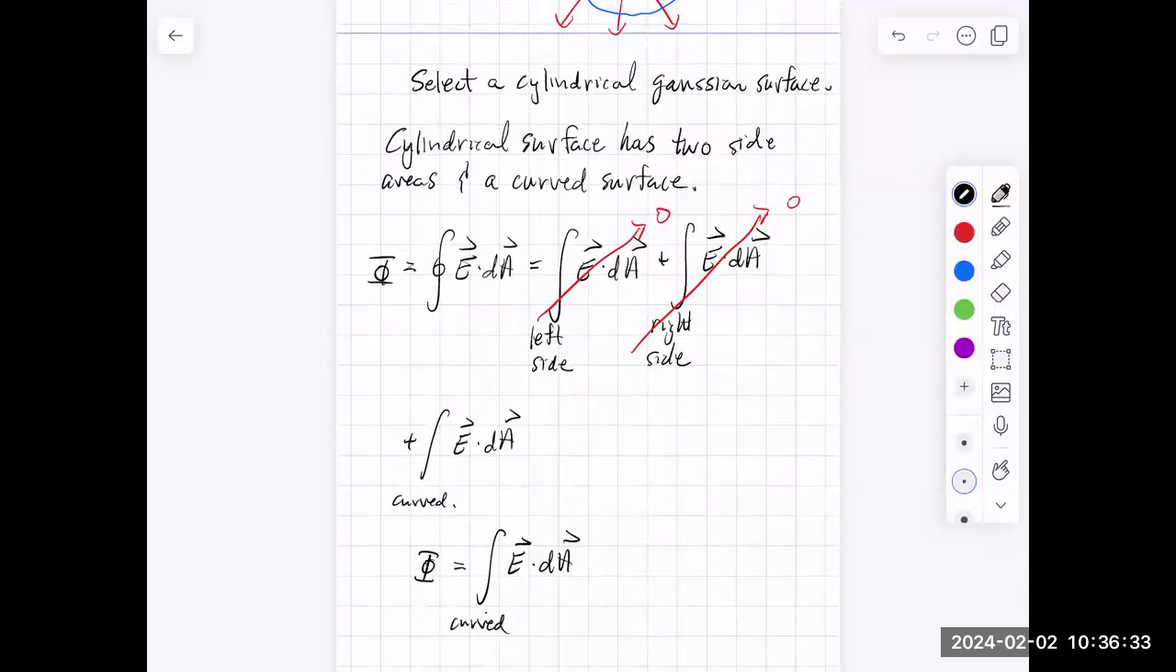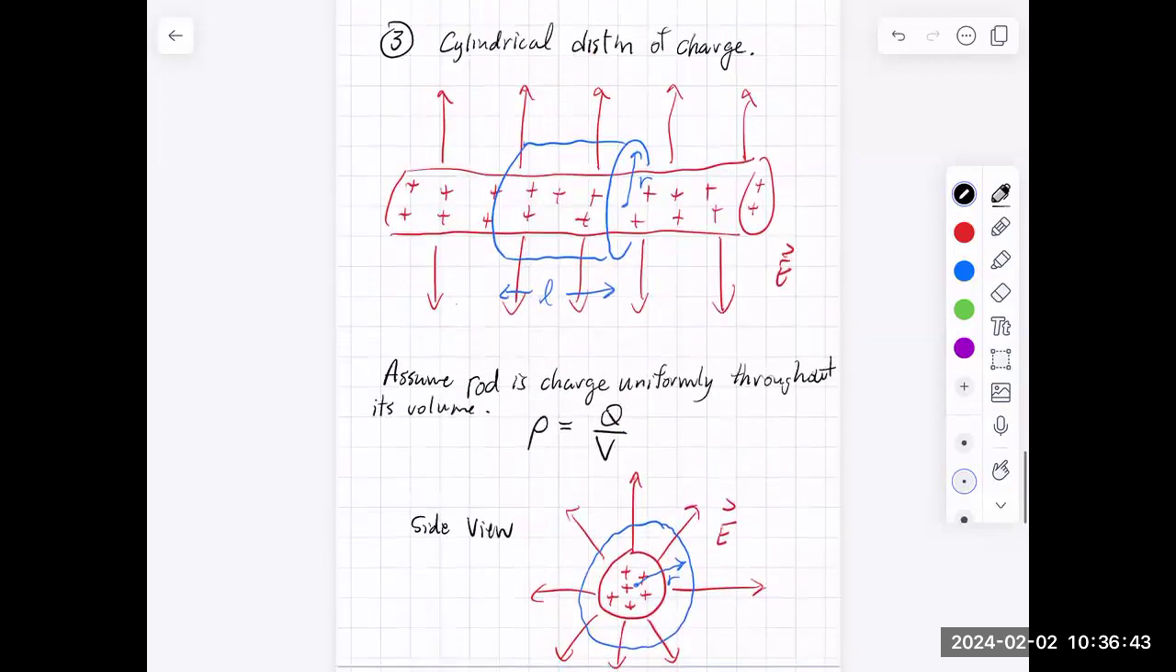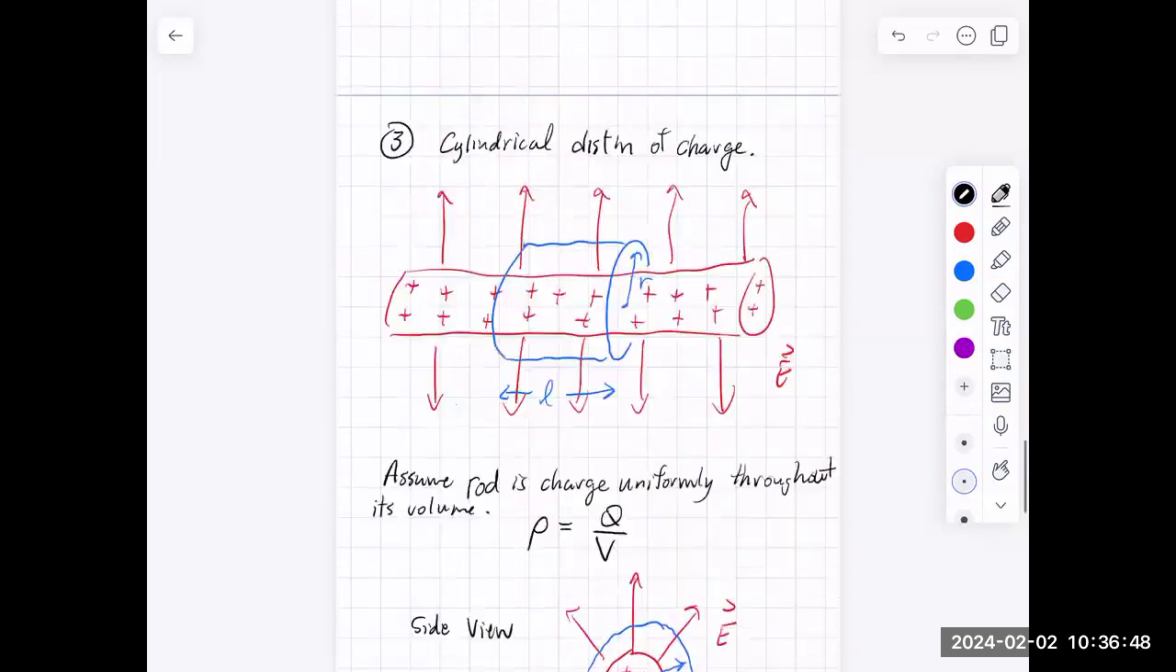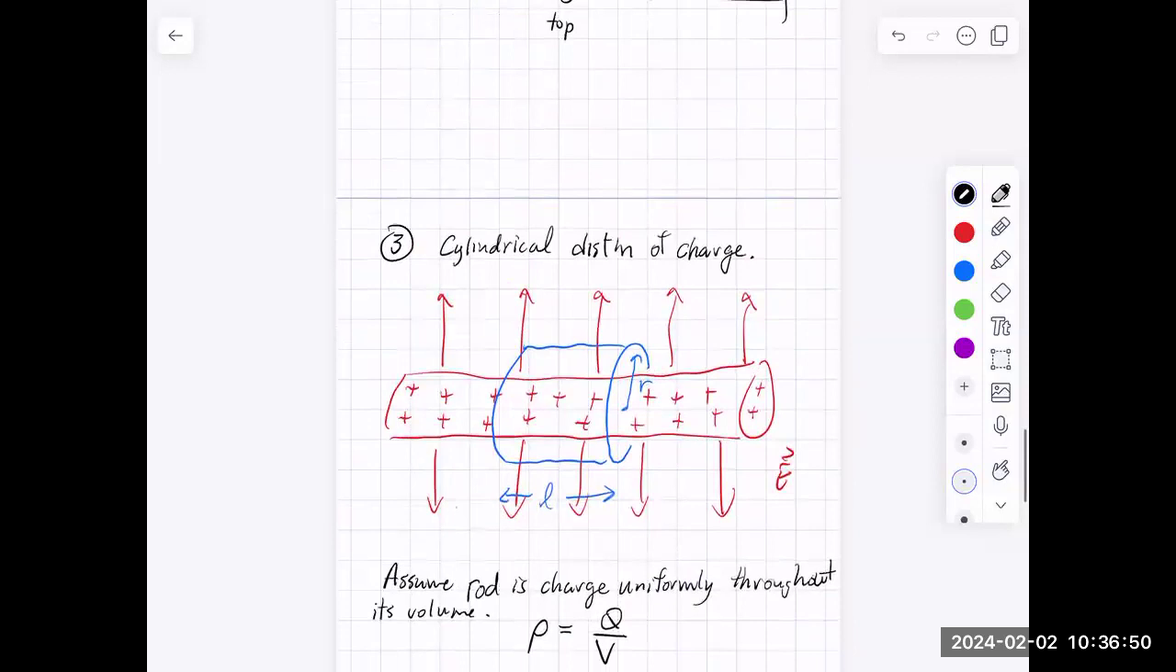Why don't we have electric field lines going... So what I'm thinking about is a very long rod. So this is, let's say, very long. So you're right. If it was a short rod, then near the ends we would get electric field lines that wouldn't be perpendicular. But let's imagine this is very, very long.